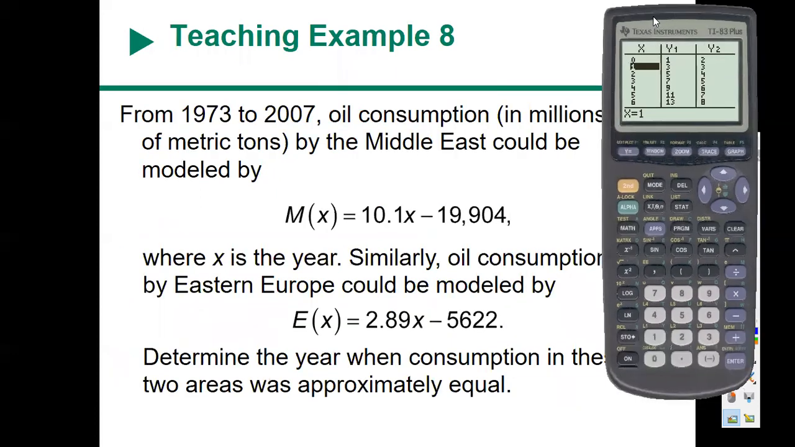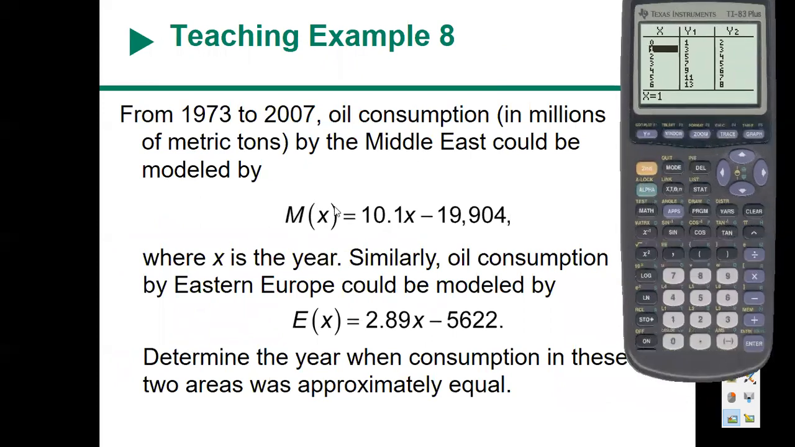All right. So we're going to move on. Here it says we have a word problem. It says from 1973 to 2007, oil consumption in millions of metric tons by the Middle East could be modeled by M of x equals 10 and 1/10 x minus 19,904, where x is the year. Similarly, oil consumption by Eastern Europe could be modeled by E of x equals 2 and 89/100 x minus 5,622. Determine the year when consumption in these two countries is approximately equal.